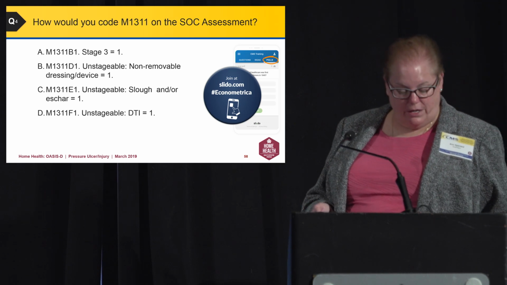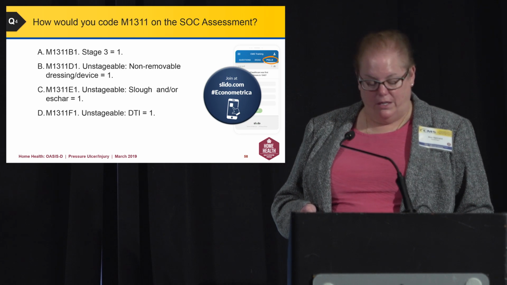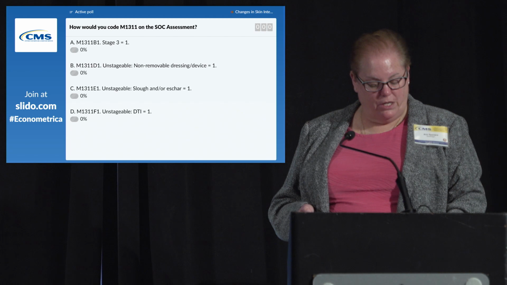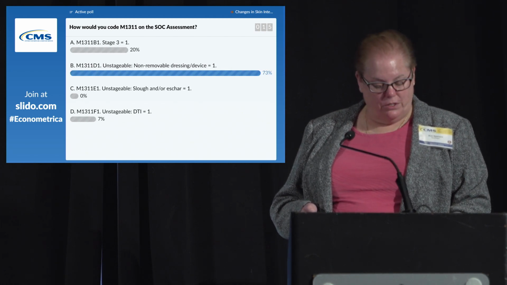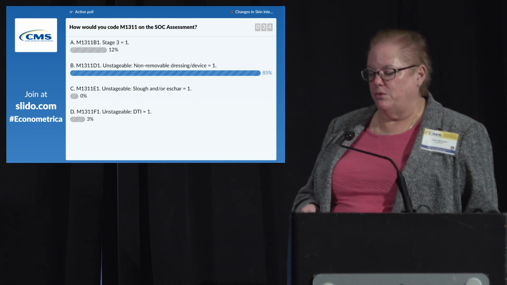And this, again, a Slido. How would you code M1311 at the SOC? Do we have, at B1, any stage 3s? Would we code it as a 1? Unstageable non-removable dressing, would we code it as a 1? Unstageable slough or eschar as a 1? Or unstageable deep tissue injury?